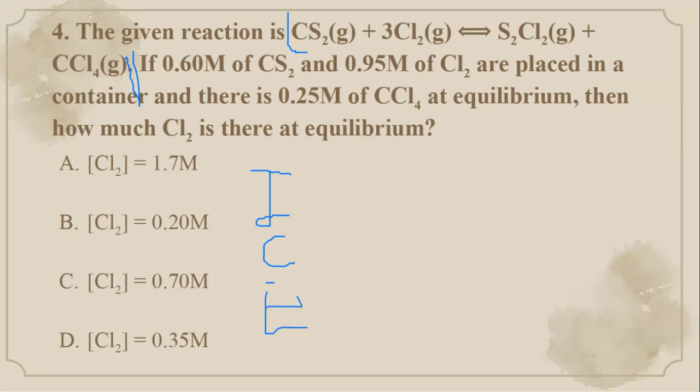Okay, so how do you know it's an ICE table? These values over here, are they at equilibrium or are they something else? They're initial values, yeah. We want to go from our initial and figure out our equilibrium values. Yeah, exactly. You guys got it. So that's our Q. Okay, so we're going to say we have 0.6 of carbon disulfide initially, and then we have 0.95.